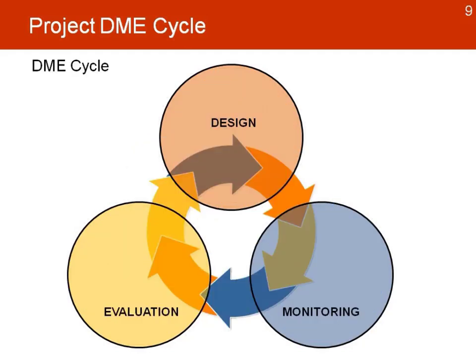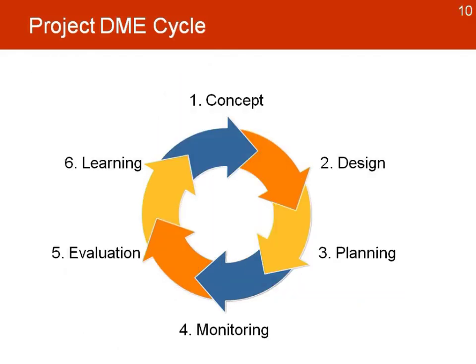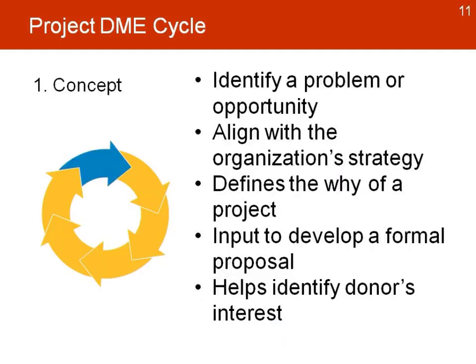So the idea is that these three elements of designing, monitoring, and evaluation are part of a cycle that is made out of 6 phases. And these are those 6 phases. We have the concept, design, planning, monitoring, evaluation, and learning. Let's go into more detail with each one of them. Let's look at the concept, the first one.